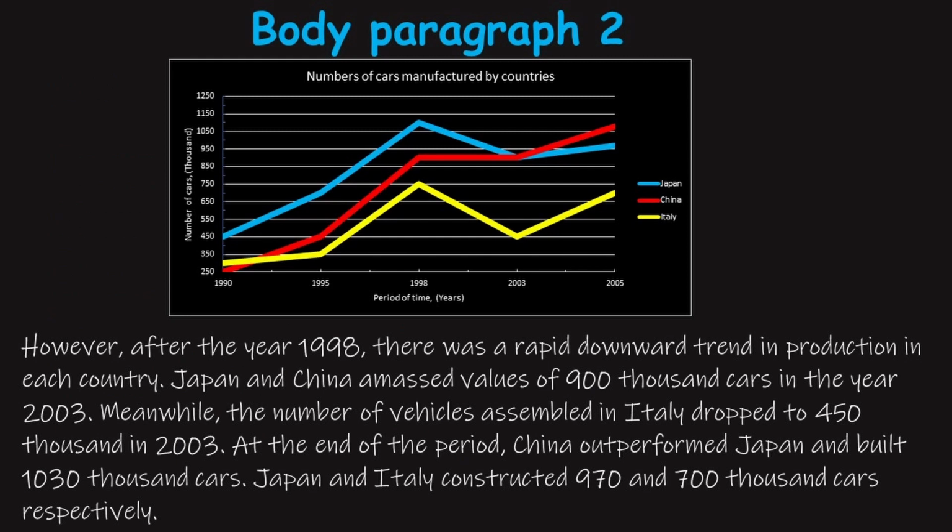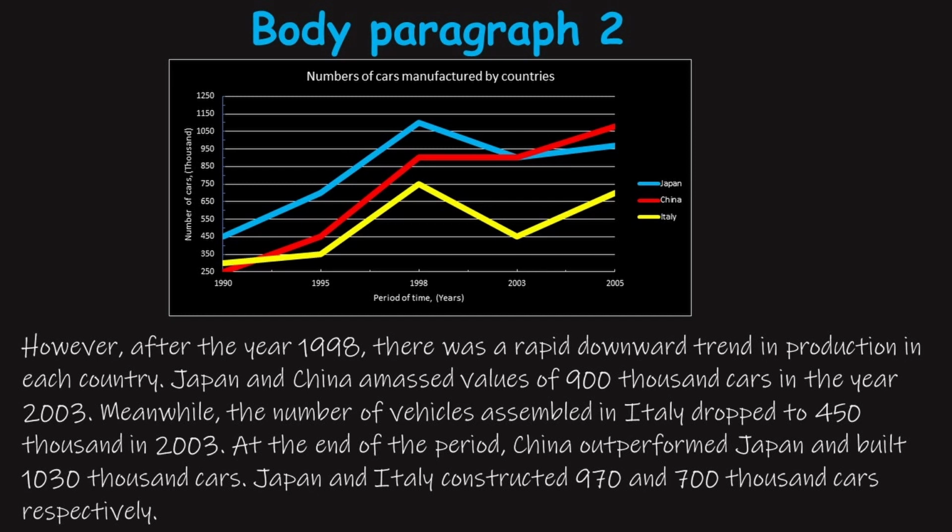This is how I wrote my body paragraph 2. In this paragraph, I described the second trend from the overview in detail. However, after the year 1998, there was a rapid downward trend in production in each country. Japan and China amassed values of 900,000 cars in the year 2003. Meanwhile, the number of vehicles assembled in Italy dropped to 450,000 in 2003.